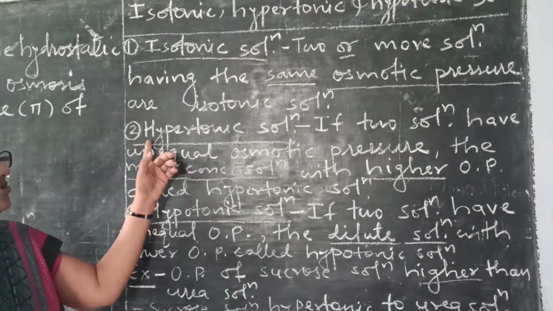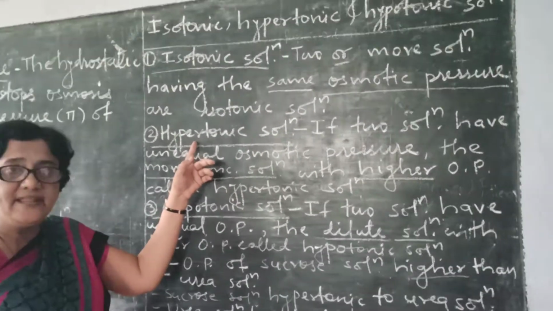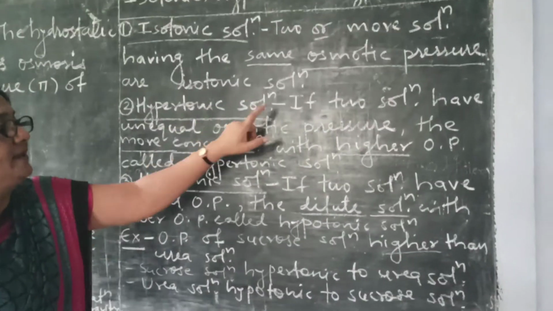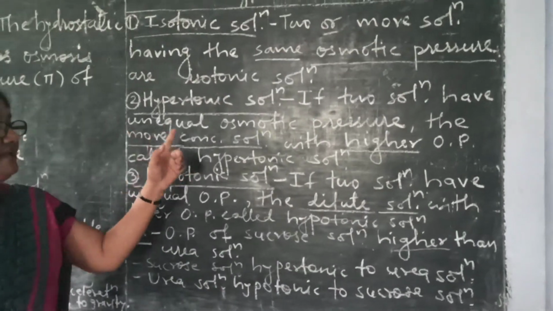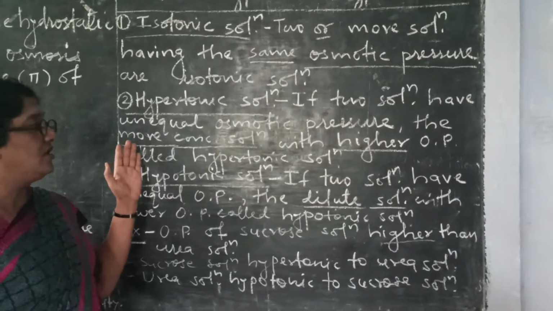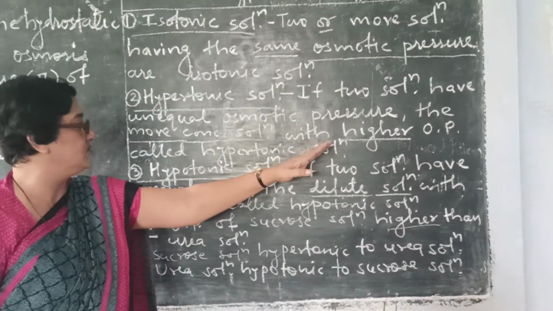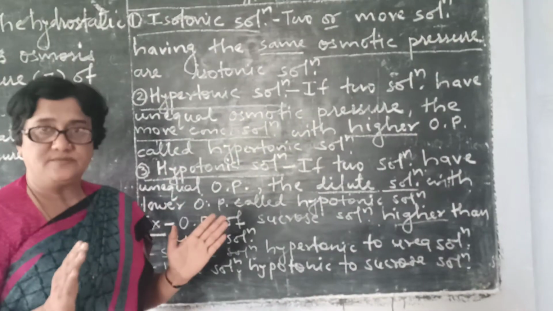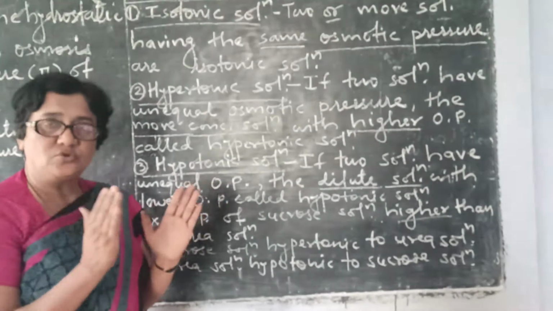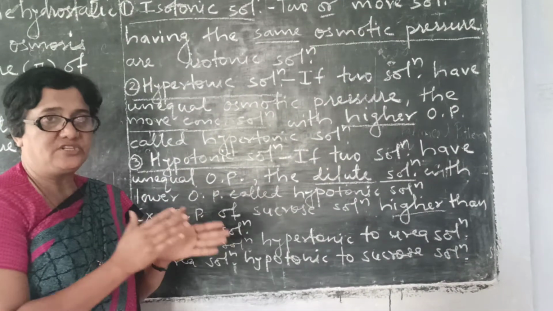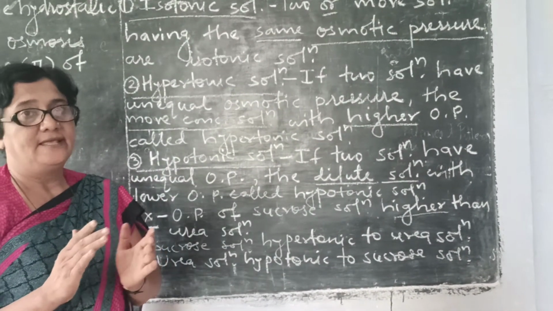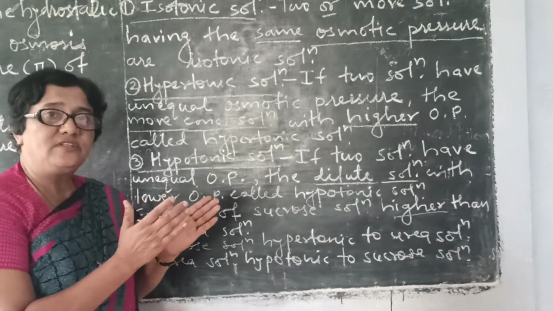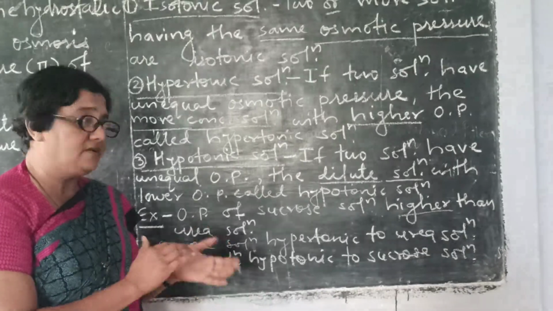What is hypertonic solution? Hyper, like hypertension, here hypertonic solution, which is related to pressure. If two solutions have unequal osmotic pressure, the more concentrated solution with higher osmotic pressure is called hypertonic solution. These terms are relative terms. It is a comparison of two solutions, one having lower concentration, another having higher concentration. The solution having higher concentration is hypertonic with it, and the solution with lower concentration is hypotonic with it.